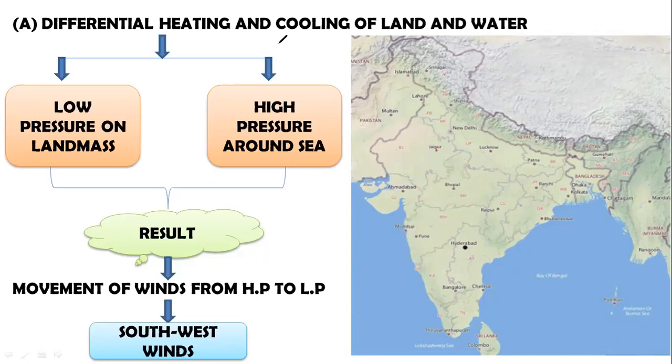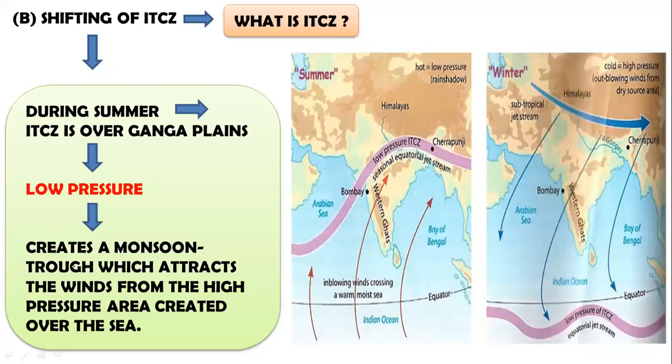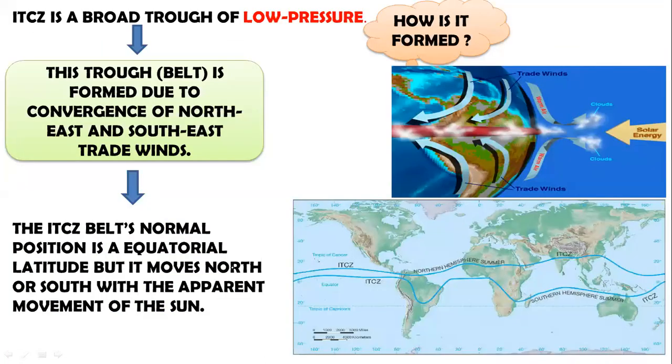Now, our second reason is shifting of ITCZ. Now, before going to the concept of shifting of ITCZ, we need to know what is ITCZ. So ITCZ is a broad trough of low pressure, or you can say broad zone of low pressure. How is it formed? ITCZ is formed due to convergence of northeast and southeast trade winds.